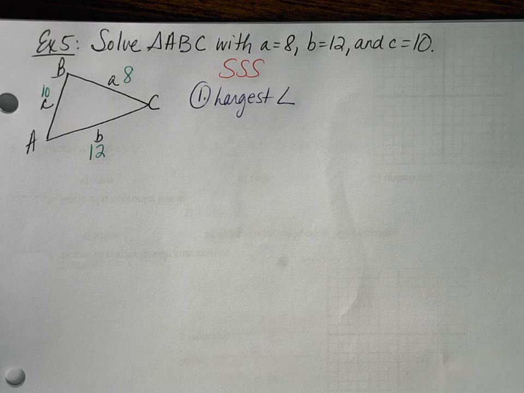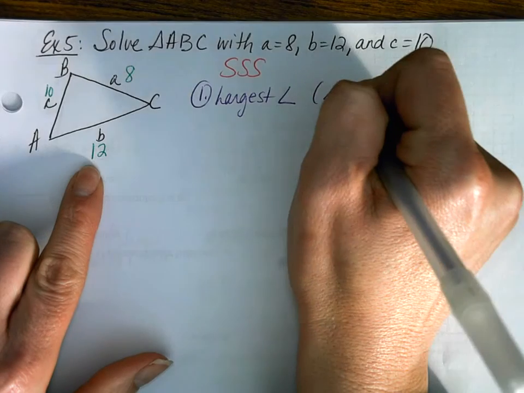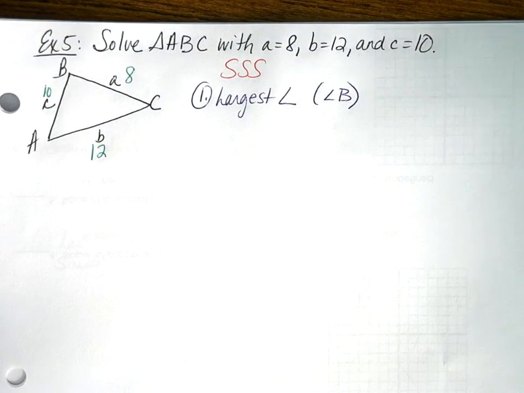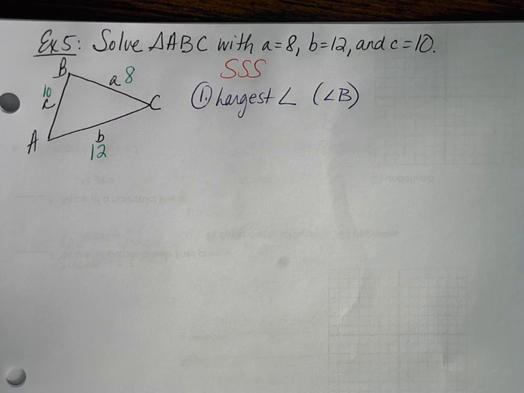Now, which angle is going to be my largest angle? Little b. Angle B. Why is angle B going to be the biggest angle? Yeah, because it's across from the biggest side. So it's going to be angle B. All right. If I'm trying to find angle B, Shia, what is the equation that I set up going to look like?